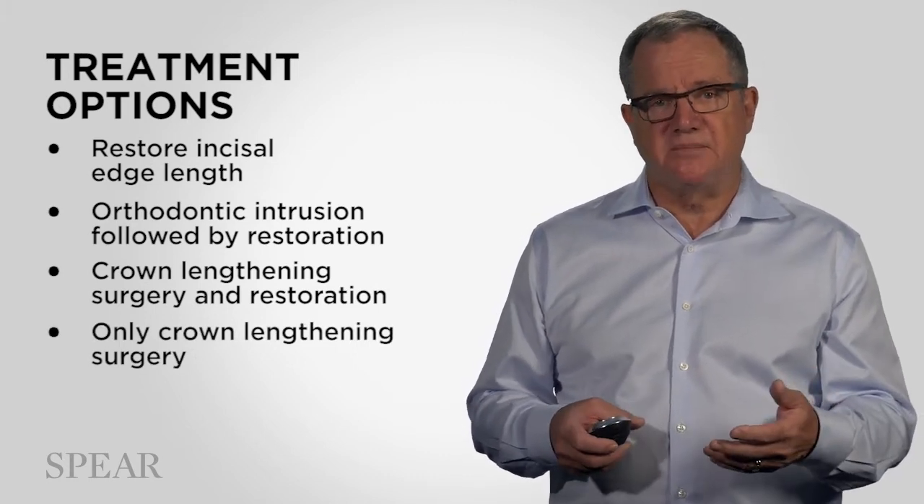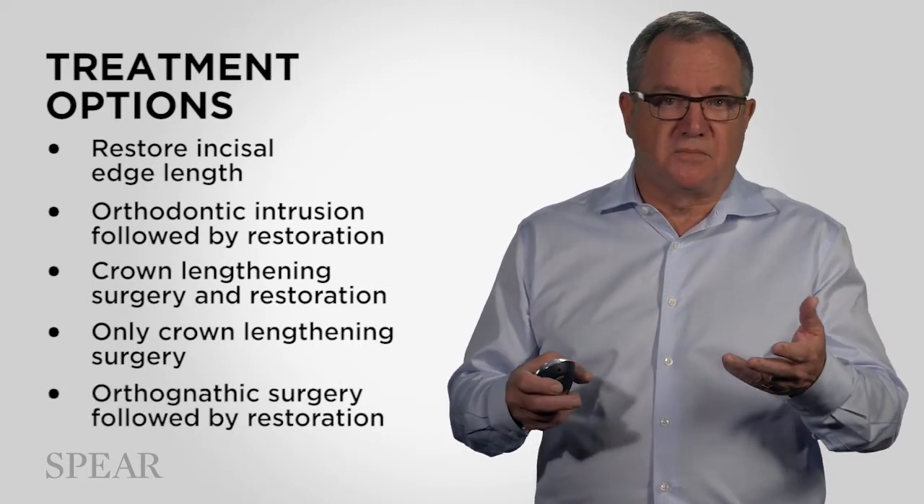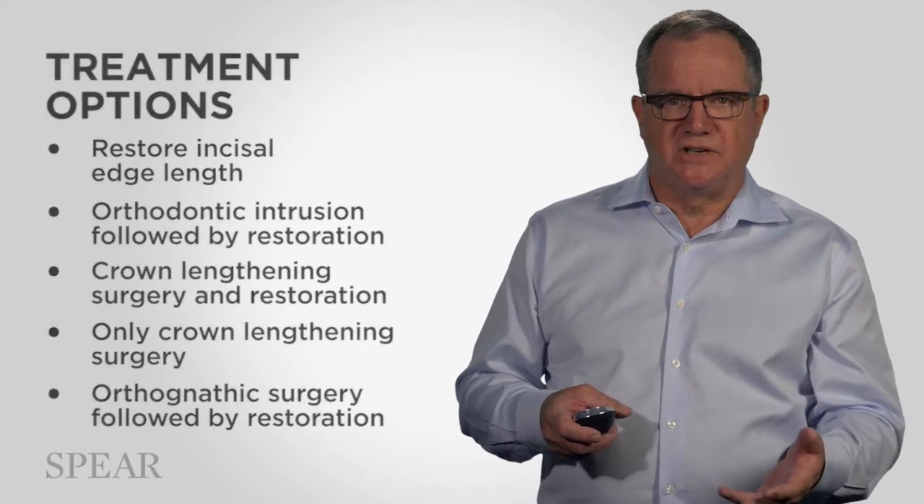And then finally, in some cases, we actually end up doing some orthognathic surgery. It could be, depending on the case, a full maxillary intrusion followed by restoration, or sometimes simply segmental osteotomies to intrude a segment followed by restoration. But those would be the four common treatment modalities I think about that would help produce a longer tooth. So with that as a background, let's talk about what altered active and altered passive eruption are.